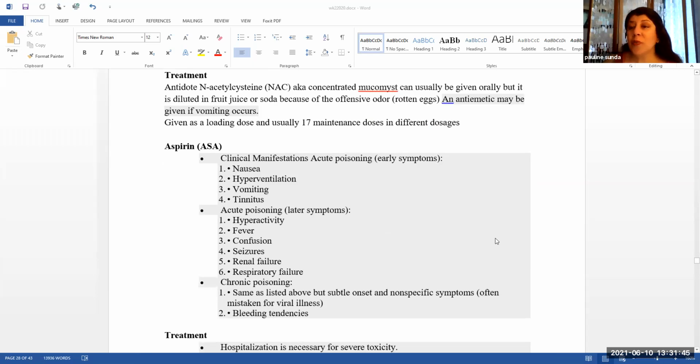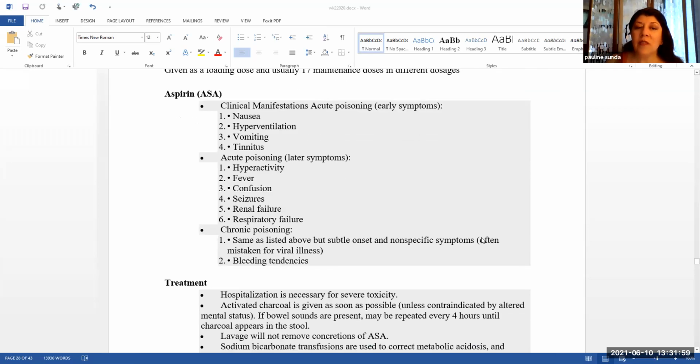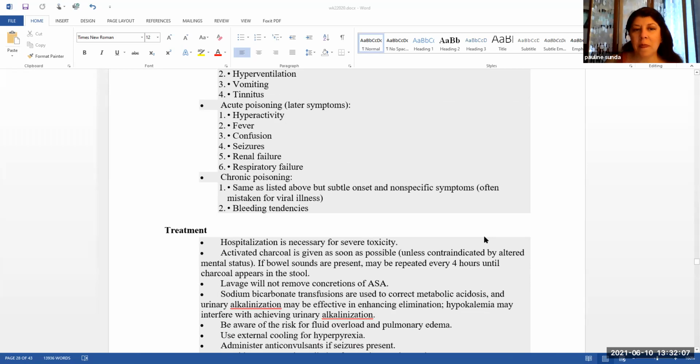Aspirin, also abbreviated ASA. Here are the clinical manifestations of acute poisoning. Your early signs and symptoms would be nausea, hyperventilation, vomiting, and tinnitus, which is the ringing of the ear. Later symptoms of acute poisoning include hyperactivity, fever, confusion, seizures, renal failure, and respiratory failure.